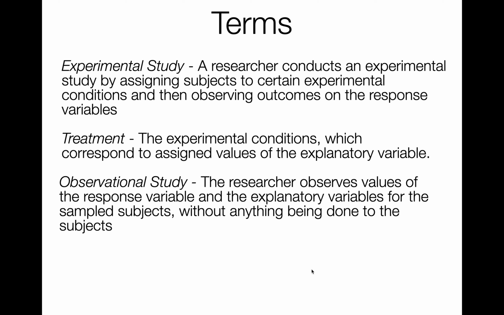And then also, on the other hand, when you don't have an experiment, you just have an observational study. Okay, and an observational study is when the researcher observes values of the response variable and the explanatory variable for sampled subjects done without anything being done to the subjects. Okay, so in an experiment, I split my subjects, whoever I'm taking data on, into groups. I do something to them. I give them a drug. I do something else to them. Okay, and then I observe what happens.